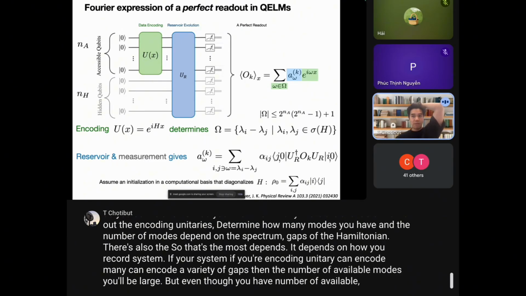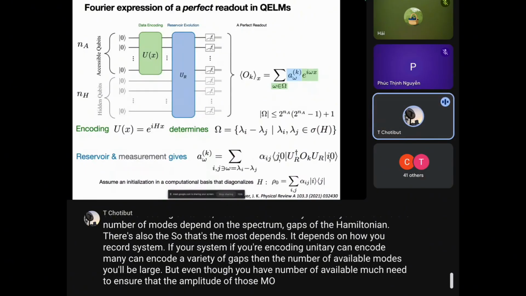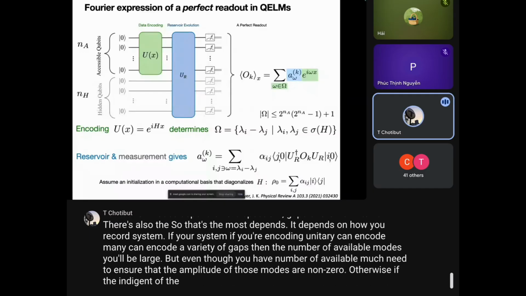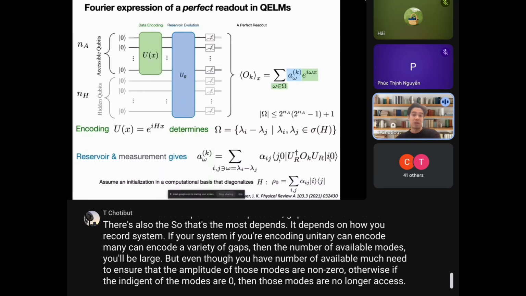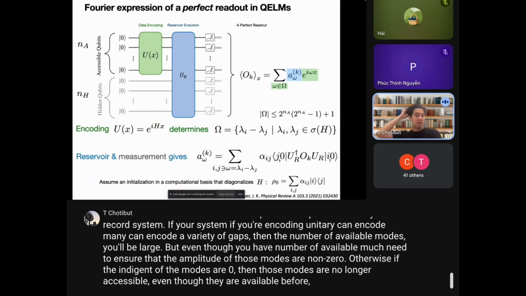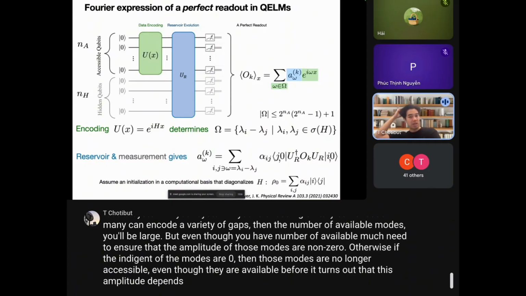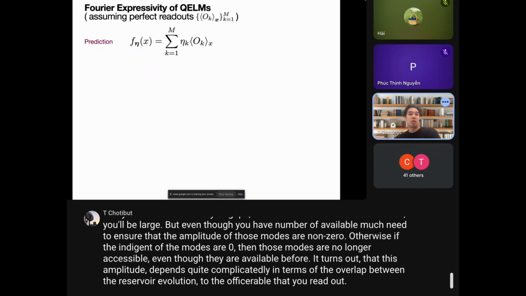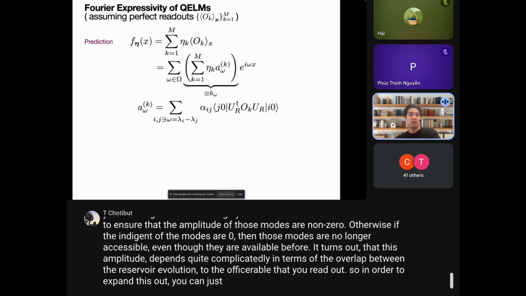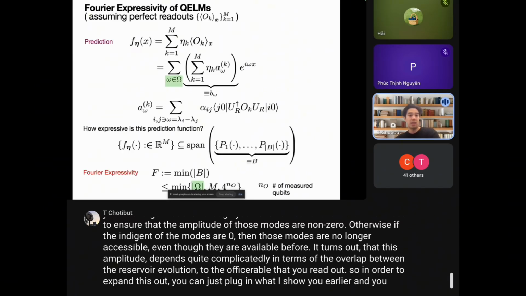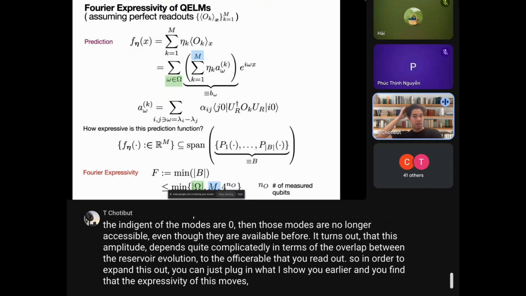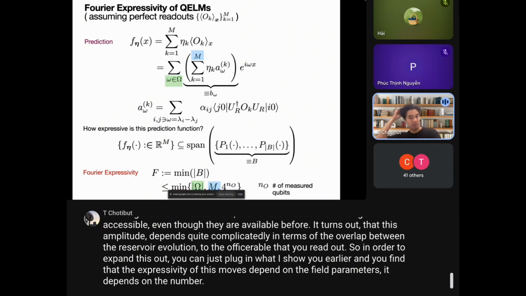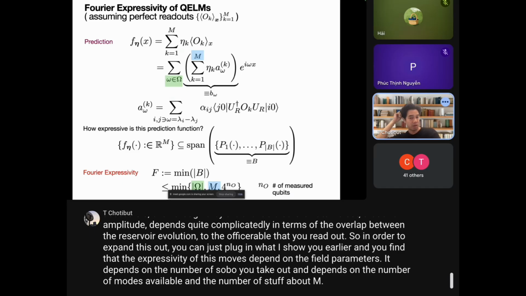But even though you have a number of available modes, you need to ensure that the amplitudes of those modes are non-zero. Otherwise, if the amplitude of the modes is zero, then those modes are no longer accessible, even though they were available before. And it turns out that this amplitude depends quite complicatedly on the overlap between the reservoir evolution and the observable at the readout. So in order to expand this out, you can just plug in what I showed you earlier, and you find that the expressivity of these modes depends on a few parameters. It depends on the number of modes available and the number of observables M that you care about.